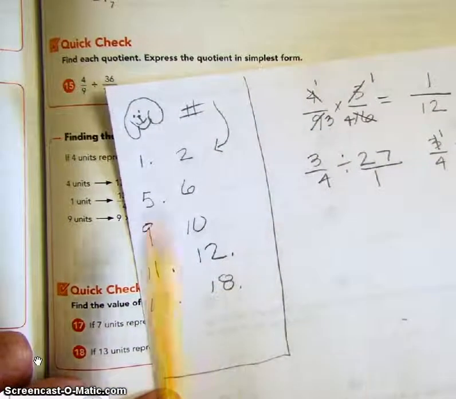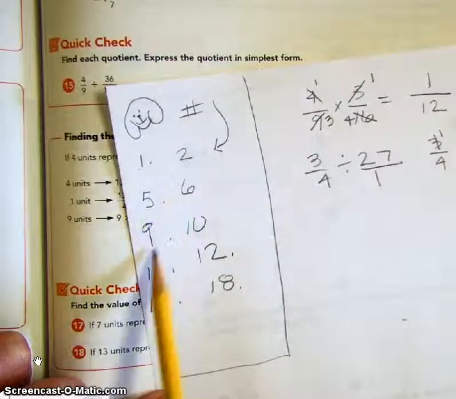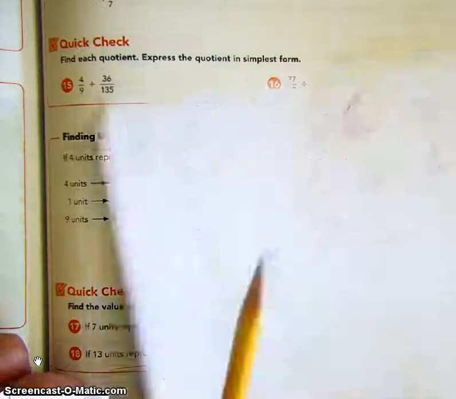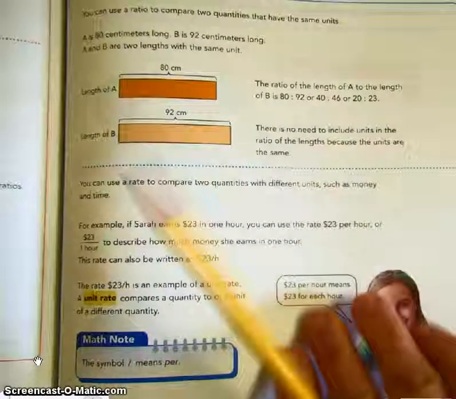So running through this, you need to do problems 1 and 2, 5 and 6, 9 and 10, 11 and 12, 17 and 18. And then we should be able to do one more over here, which is finding ratios.